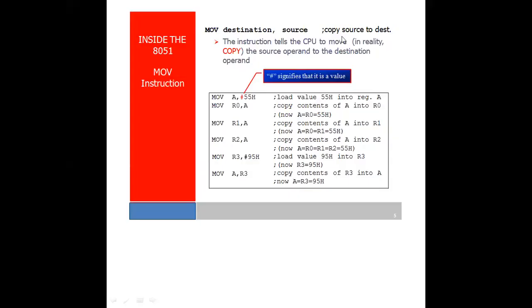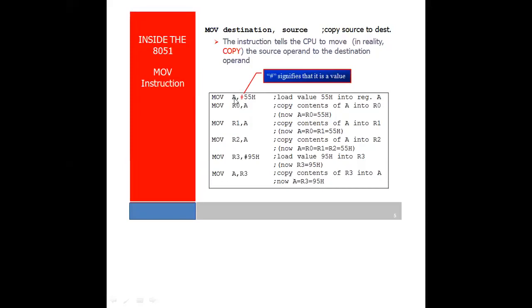Let us start with the very basic instruction, that is MOV. So MOV destination, comma, source, will copy the content from source to destination. You will see the instruction MOV A, comma, hash 55 hex. So here it is the immediate data. It will be loaded inside the accumulator. The hash signifies that this is the value. So immediate data will be loaded inside the accumulator.